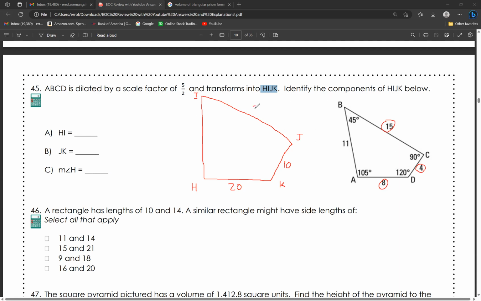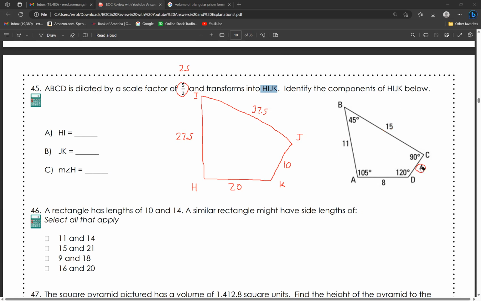37.5, is it? And then what's 11 times 2.5? 27.5, is that right? Where are you getting 2.5 from? Is it the fraction up there? Yeah, 5 divided by 2 is 2.5. Okay. This is 2.5, right? I'm taking all my distances and multiplying them by 2.5.